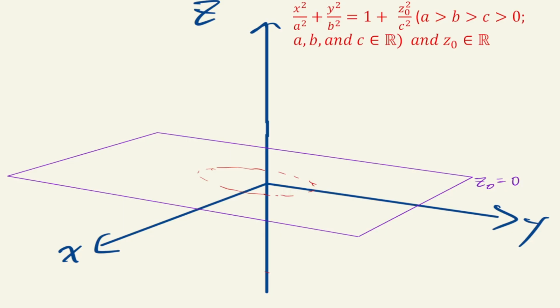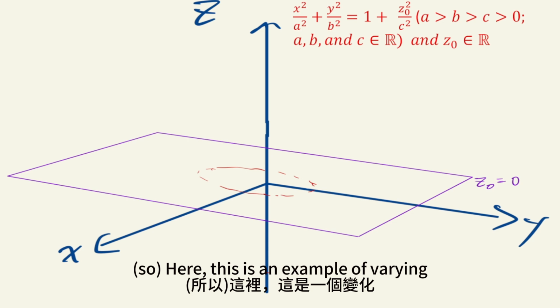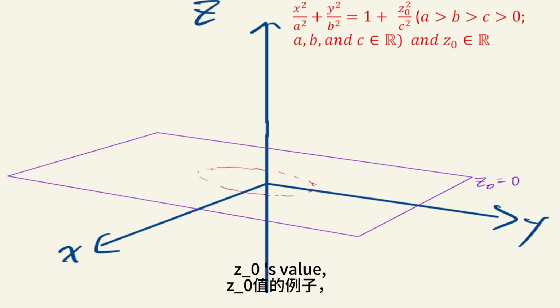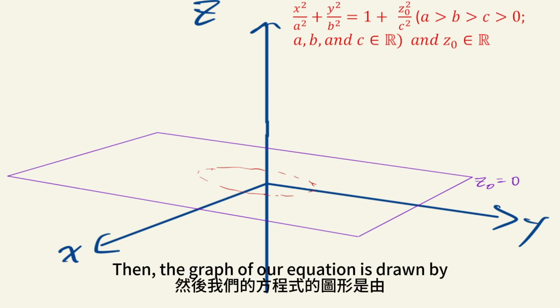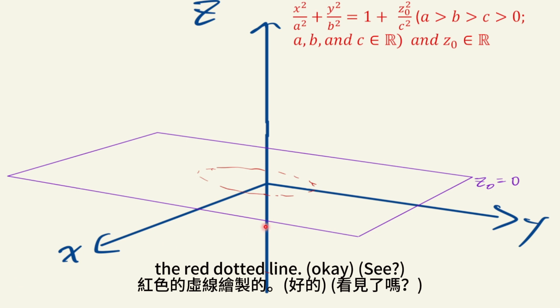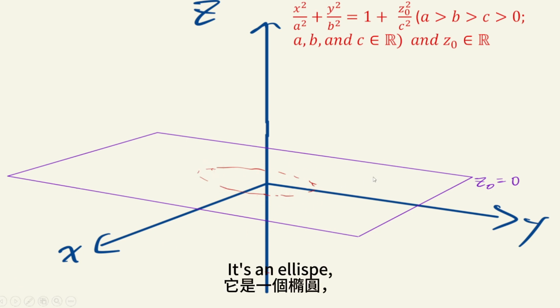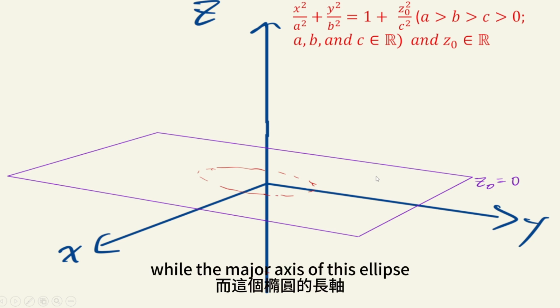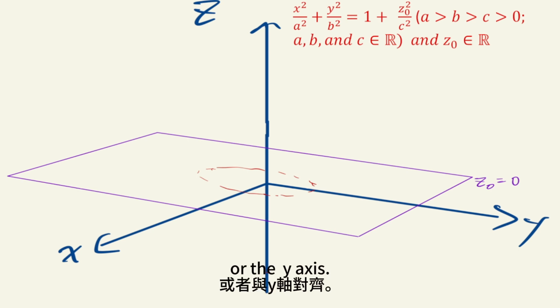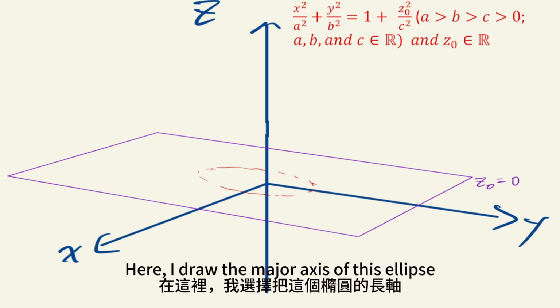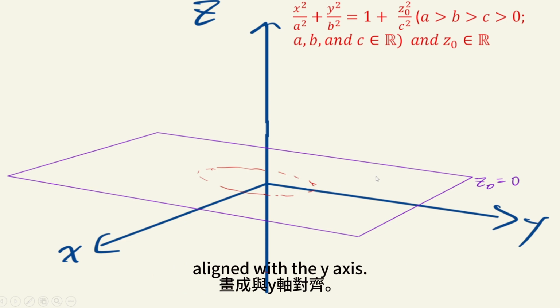Here is an example of varying z sub 0's value, choosing it equal to 0 this time. Then the graph of our equation is drawn by the red dotted line. You see, it's an ellipse, while the major axis of this ellipse might align with the x-axis or the y-axis. Here, I draw the major axis of this ellipse aligned with the y-axis.